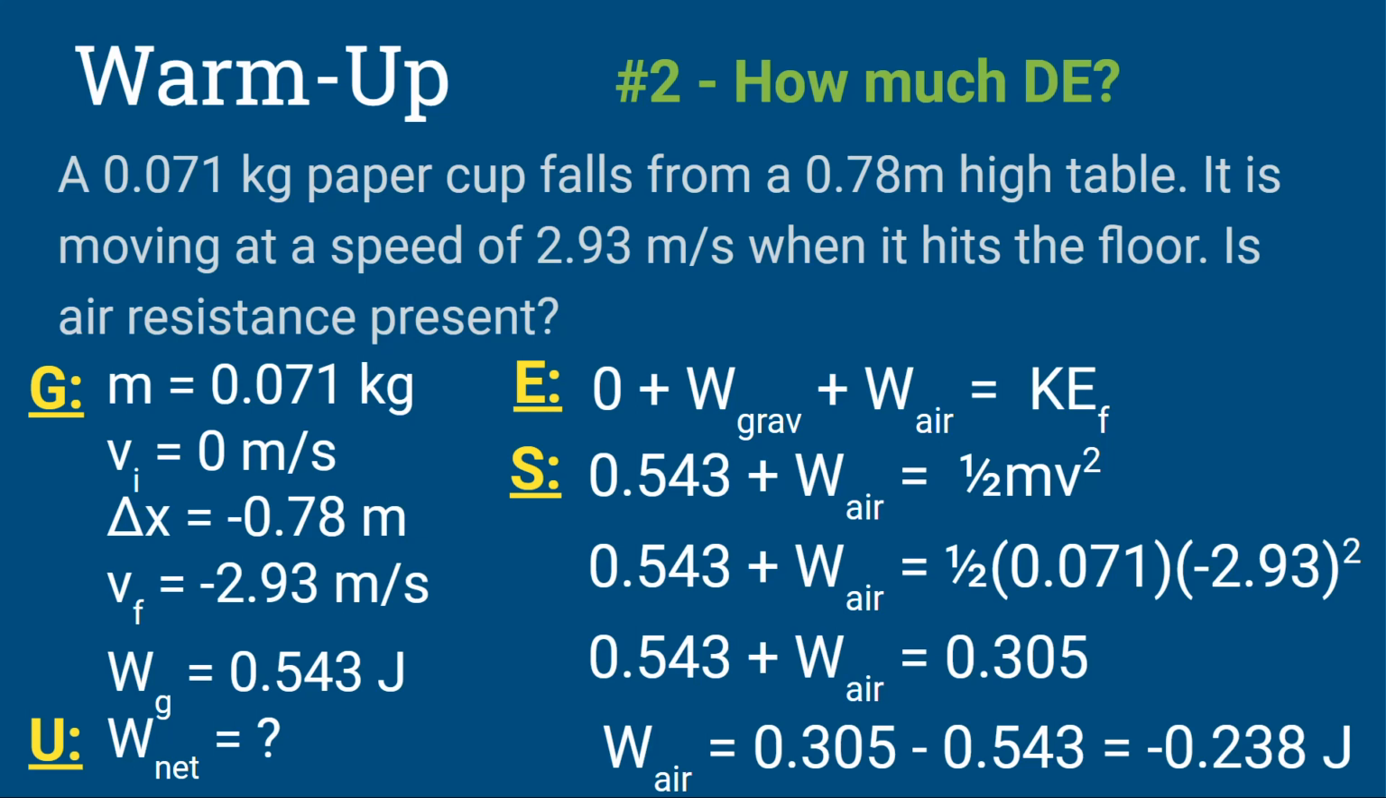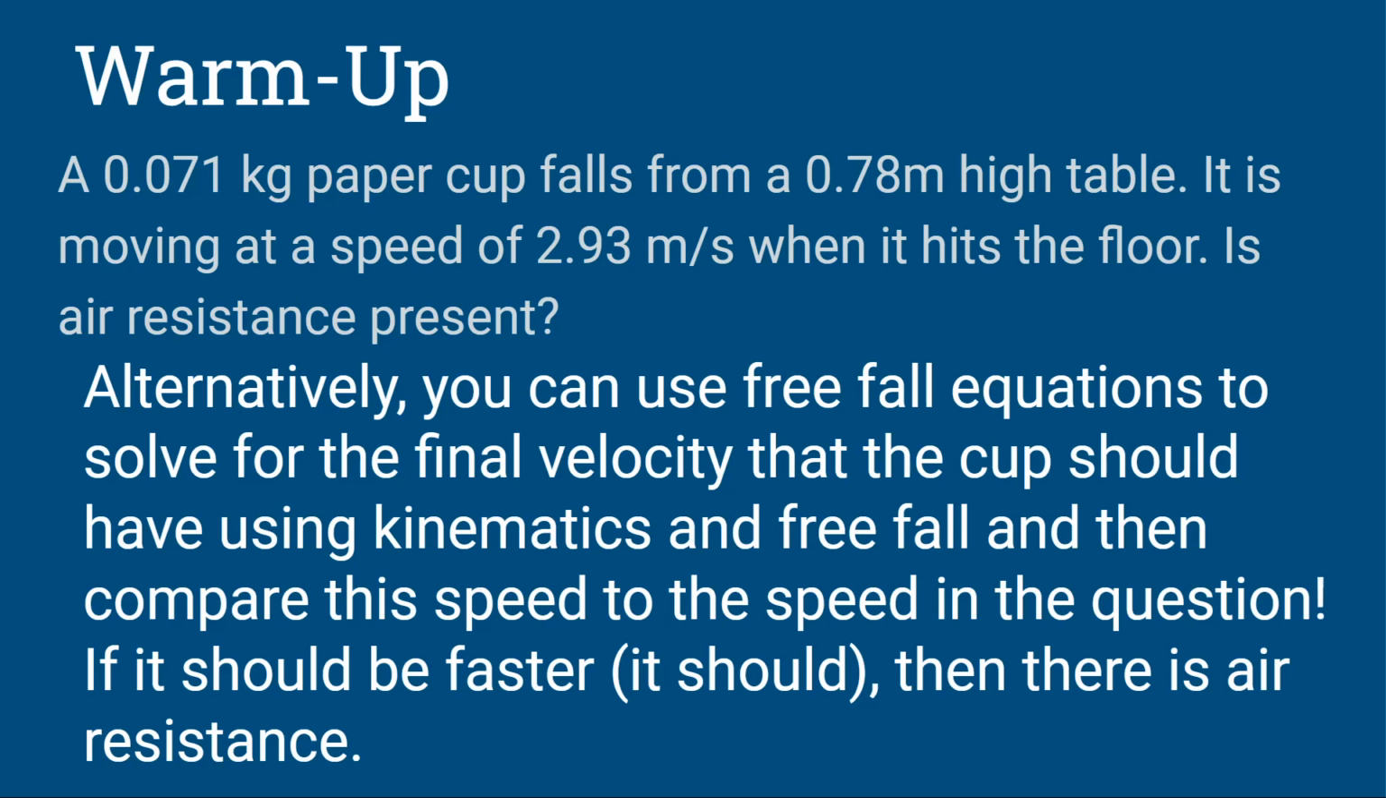I told you I would explain one other way that you could have answered the first question. The first part was, is there air resistance present? And of course, you can do it this way. Alternatively, if that's the only thing I was asking you to do, you could use free fall calculations to figure out how fast it would be going at the end. That's actually what we did yesterday. The first part of yesterday's calculation was determining the final velocity of the cup right before it hit the ground, which happened to be 3.91 meters per second, and comparing it. Is it slower than that?